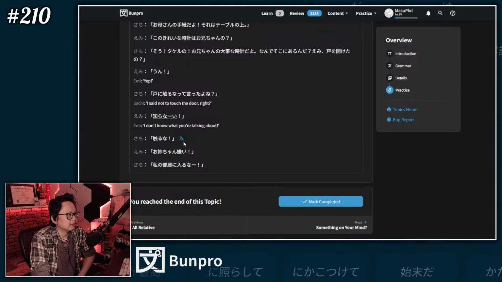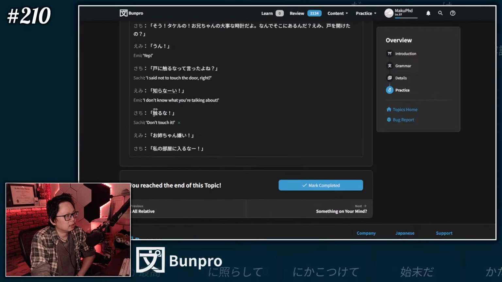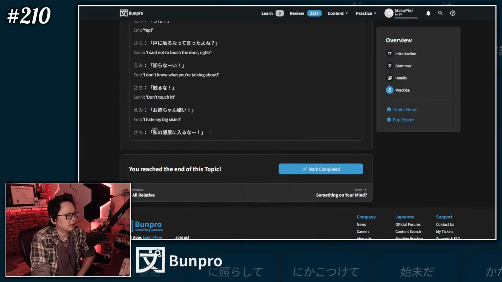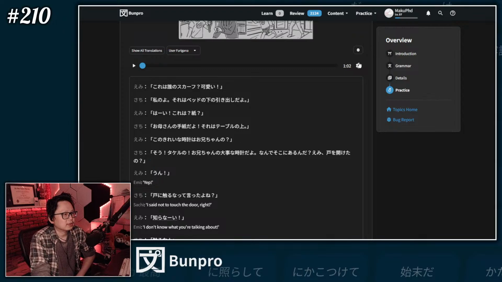Let's see. And then yeah, and then this is sawaruna. Okay, I heard this part. Sawaruna. So I don't know about this. Must be a special thing. I'm not sure if this is a special thing. But yeah, this would be saruna. Sawaruna, which is what I heard. And then she hates older sis. Right. And then don't come into my room. Right. Actually, I'm kind of curious.